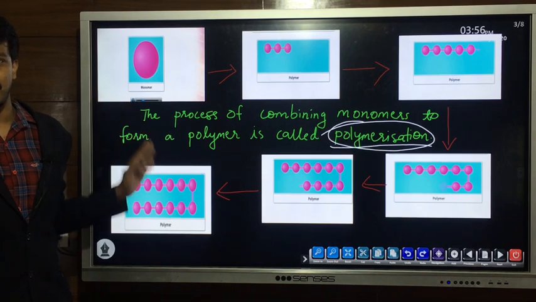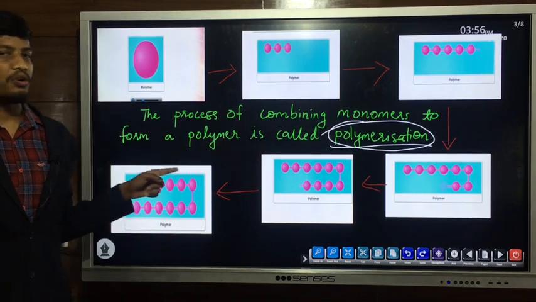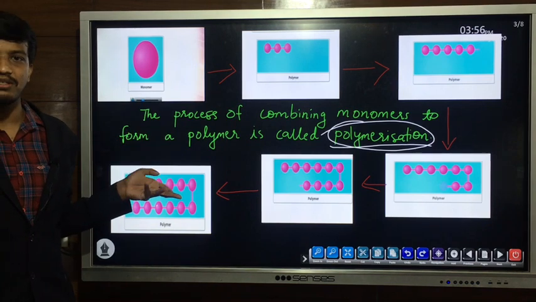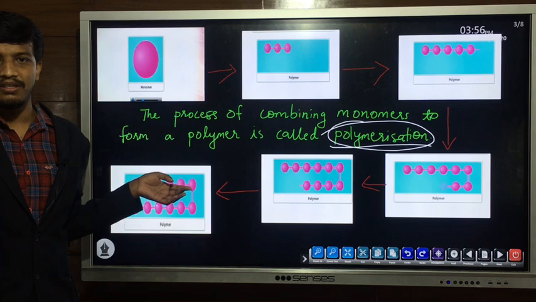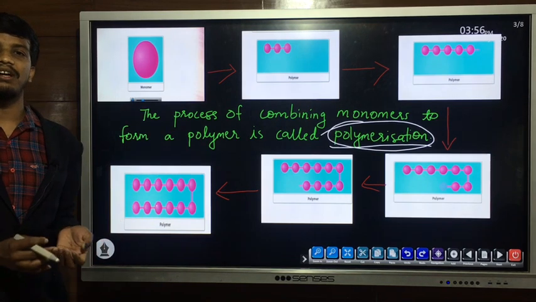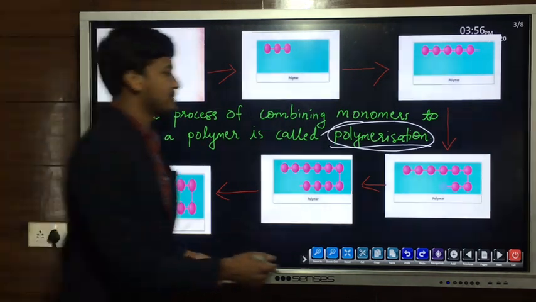So this is the representation of which process? Polymerization. Using this process, polymers are formed. From polymers, fibers are made, and using the fibers, we make cloth.